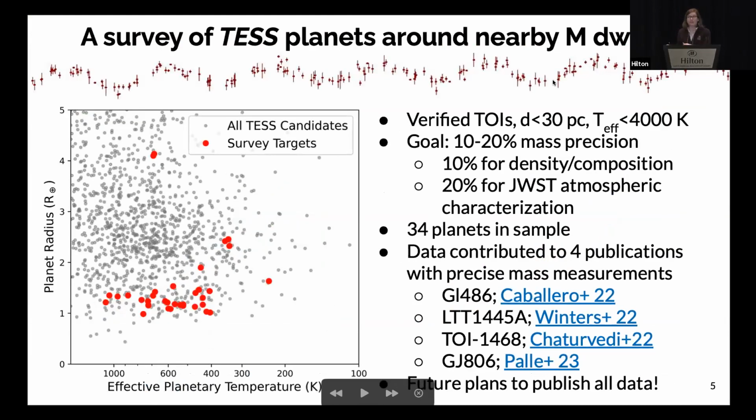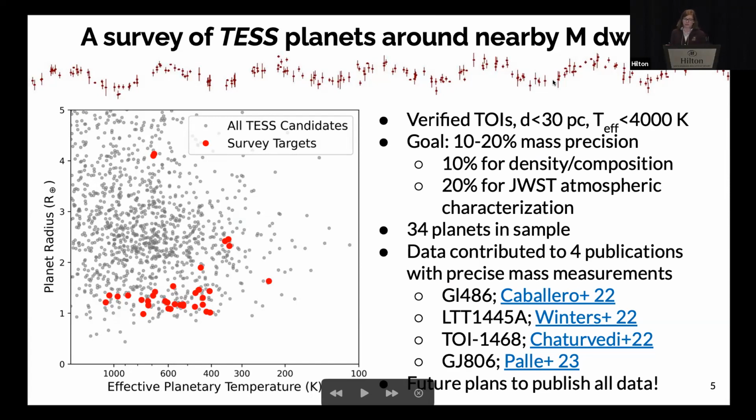So this slide just in general kind of describes the actual specific survey requirements. Specifically, we are following up nearby TESS objects of interest that are verified and within 30 parsecs around stars that are consistent with being M dwarfs, with the goal of achieving roughly a 10 to 20% mass density and composition measurements, because at that point, our errors will be guided primarily by planet radius measurements, which we can't really improve beyond a certain level. And that 20% will be good for atmospheric characterization with JWST.